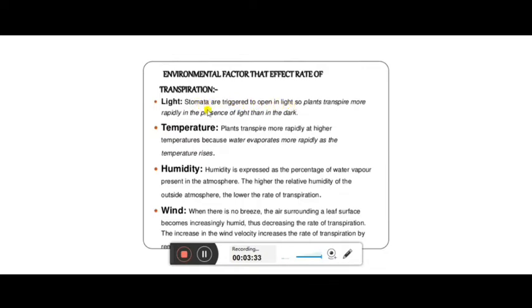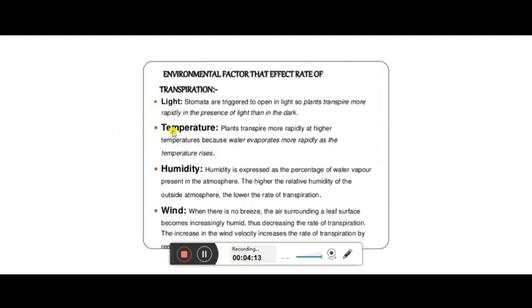Okay, so when we are talking about the presence of sunlight, what happens? The stomata get open. So when the stomata get open, the water can be evaporated easily. But when the stomata remain closed, then what will happen? Then transpiration stops. In light, plants transpire more rapidly than in the dark. So during sunlight or daytime the transpiration is faster, whereas at night, since the stomata get closed, transpiration also stops.